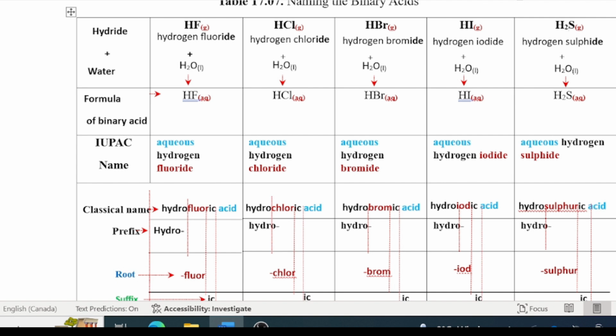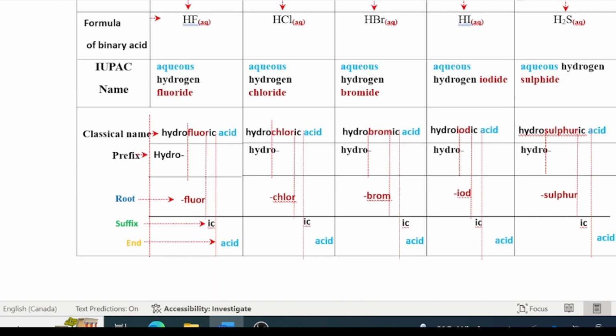Now let's look at the classical system of naming that. This is what you're going to do now. The word hydro comes in. Let's take this one here for example. This is aqueous hydrogen fluoride. So in the classical way, you put hydro. Hydro comes now. You don't say hydrogen anymore. And the fluorine is cut short to say fluor, and you end it with ic. So fluorine becomes fluoric. Chlorine becomes chloric. Bromine becomes bromic. Iodine becomes iodic. Sulfide becomes sulfuric in this case. So you put hydro, fluoric, and then you put acid in the end.